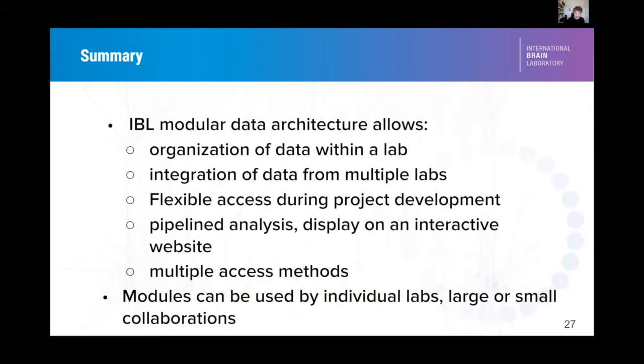So to summarize, we've developed this modular data architecture that allows organization of data within a lab, integration of data from multiple labs, flexible access to the data while the project is still being developed, pipelined analysis and display on an interactive website, and multiple data access methods. The modules can be used by individual labs or by large or small collaborations. And of course, we continue to develop them for our own purposes.